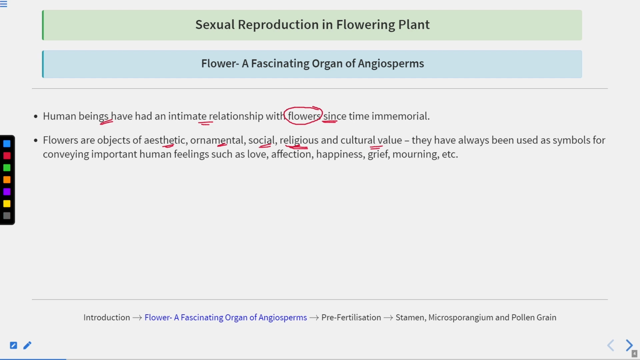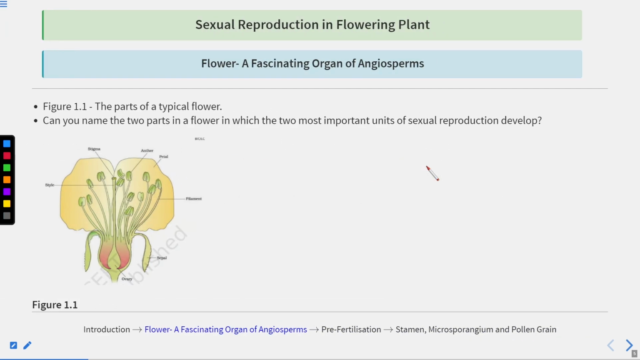Now they have always been used as symbols for conveying important human feelings such as love, affection, happiness, grief, mourning. All right, so that's why there is a very intimate relationship between the humans and the flowers. There are a lot of uses of these flowers. They have aesthetic, ornamental, social, religious, and cultural value. And these flowers are also used for conveying human feelings such as love, affection, happiness, grief, and mourning. Clear? Now in this figure, you can see figure 1.1 shows you the parts of a typical flower.